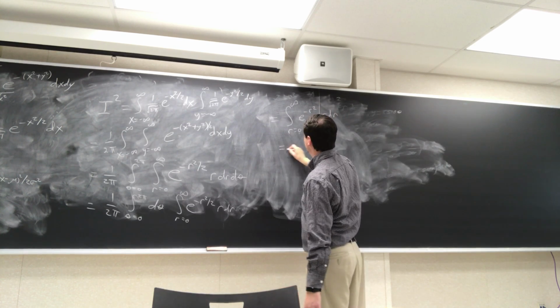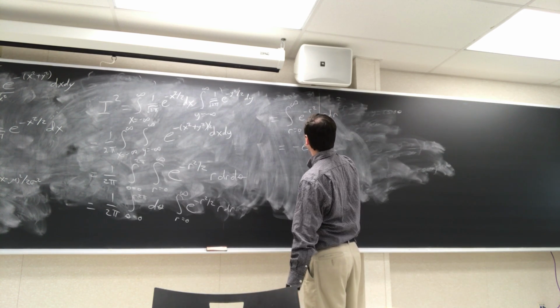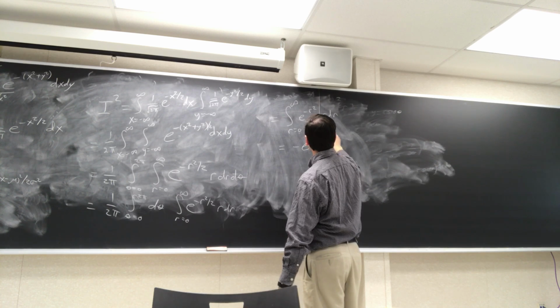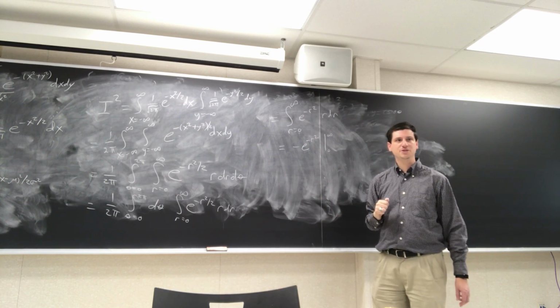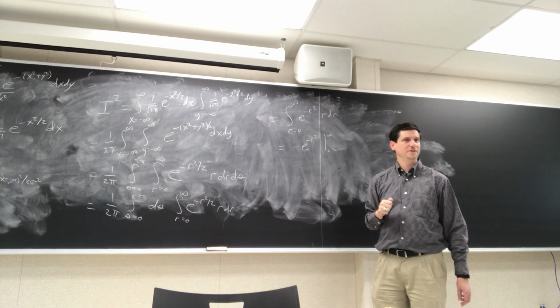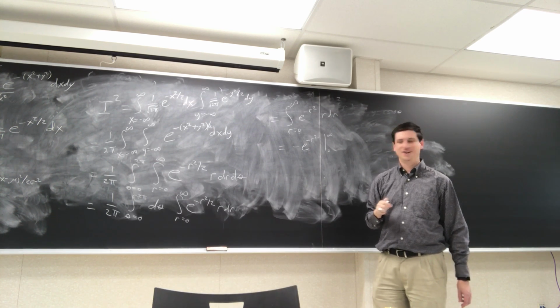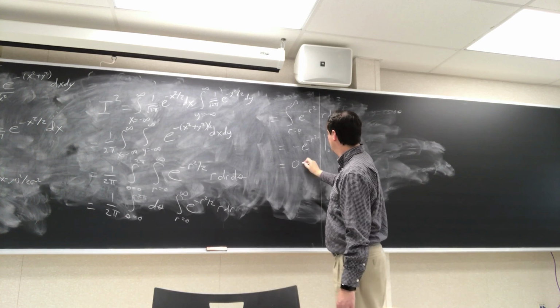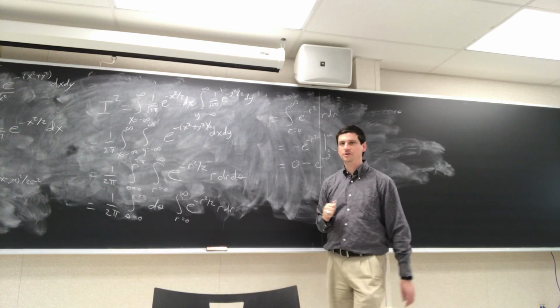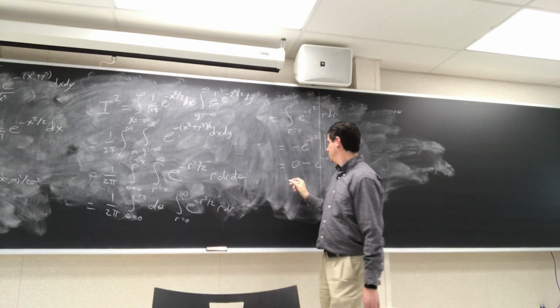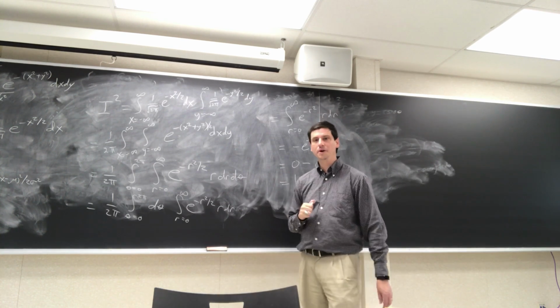r dr. This is negative e to the negative r squared over 2 evaluated at 0 and infinity. E to the negative infinity squared, that's really 0. All right? So we get 0 minus e to the negative 0 squared. What's e to the 0? 1. And so when the dust settles, we get 1.